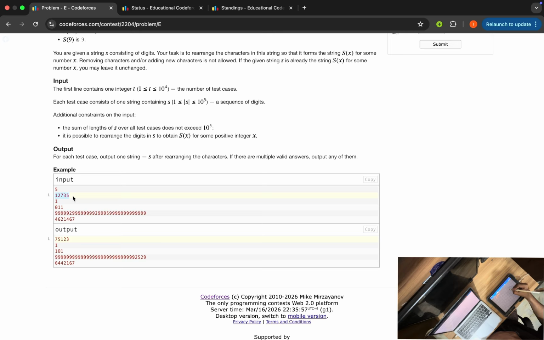1 is possible, yes. 2 is possible, yes. 3 is possible, yes. 4 not possible, 5 yes. 6 not possible, 7 yes. 8 not possible, 9 not possible. Okay, so I have those values.